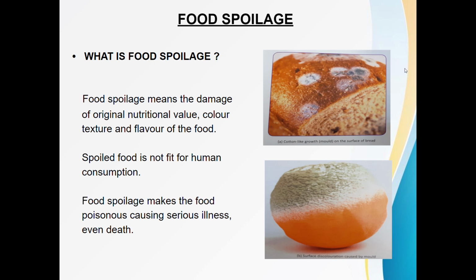How to detect spoiled food? A few things can help us: food odor, slimy surface or cotton-like growth on the surface, discoloration, sour taste and gas formation.